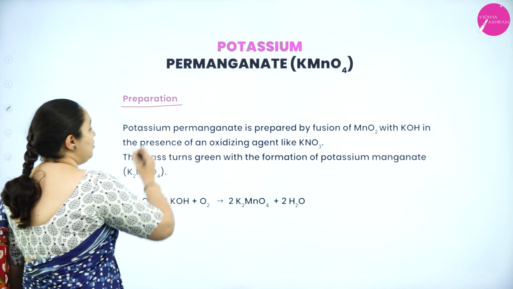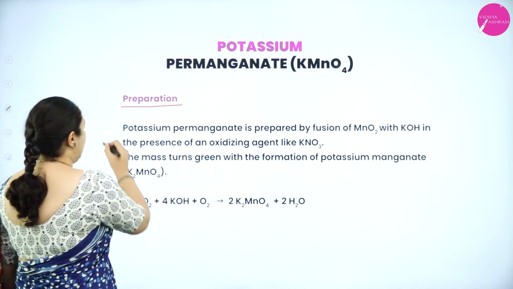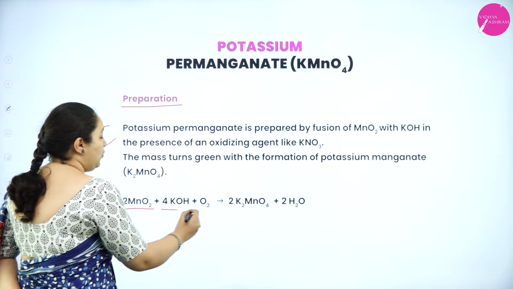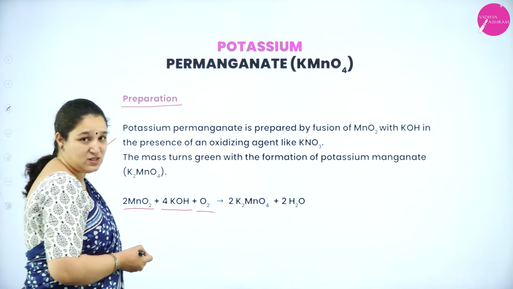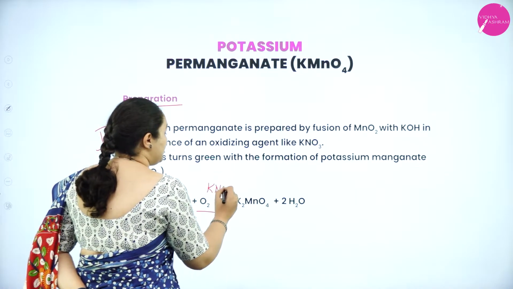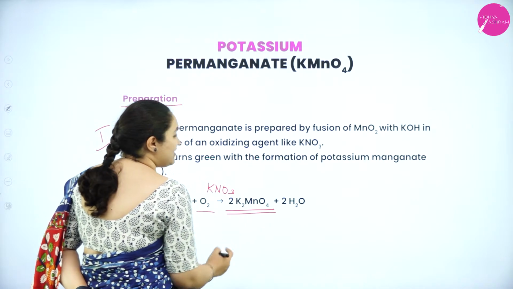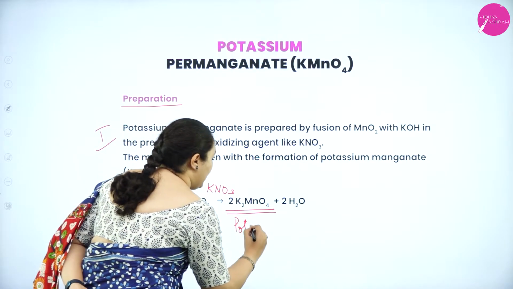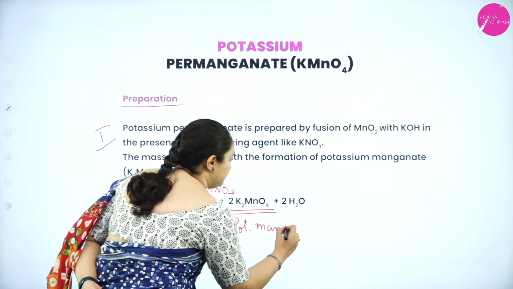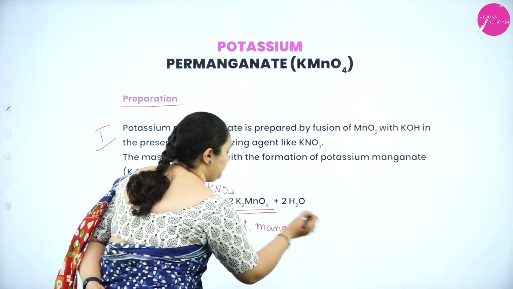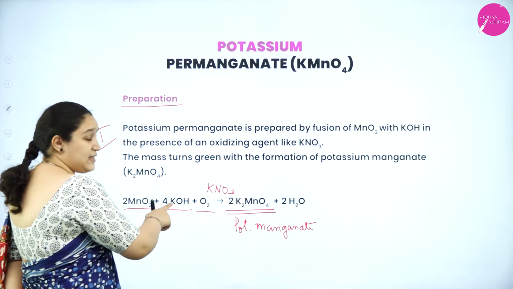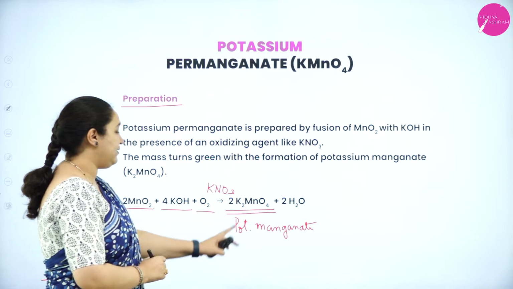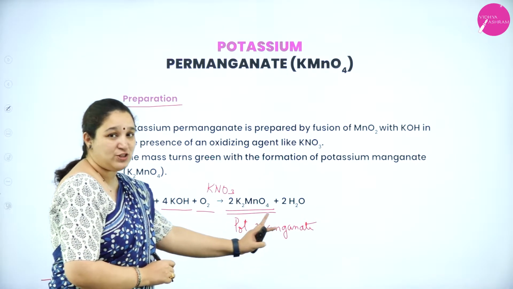So, under preparation of potassium permanganate, step 1, this is the first step where we are taking manganese dioxide with potassium hydroxide and air, that is oxygen. In the presence of potassium nitrate, it will form potassium manganate. You can see K2MnO4 is what? It is potassium manganate. So manganese dioxide with potassium hydroxide in air, in the presence of an oxidizing agent like potassium nitrate, will give a green colored mass of potassium manganate.